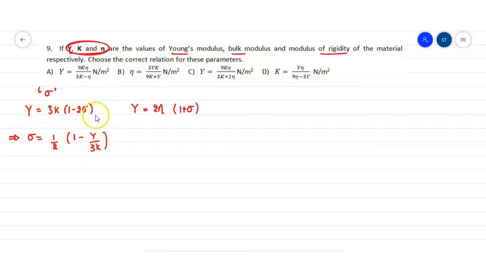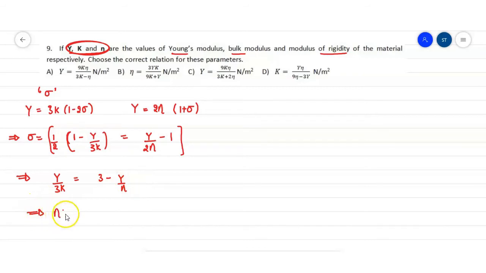Bring this 3K this side and Y by 3K this side. So this can be written as half into 1 minus Y by 3K. Similarly here sigma can be written as Y by 2 eta minus 1. Now just solve these two. So from here we can write Y by 3K equals 3 minus Y by eta.